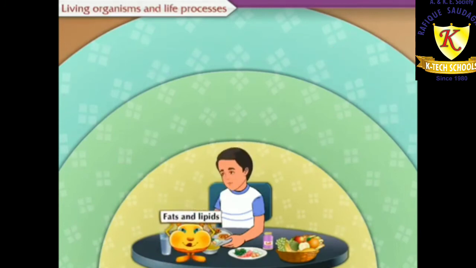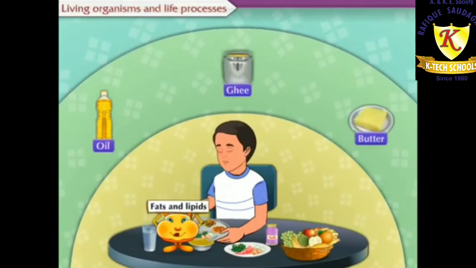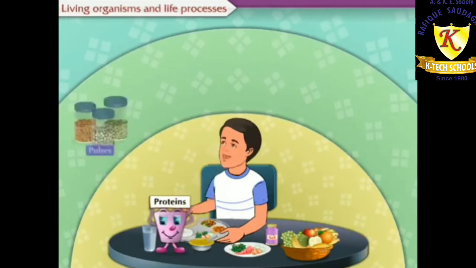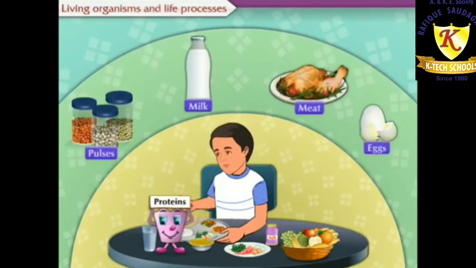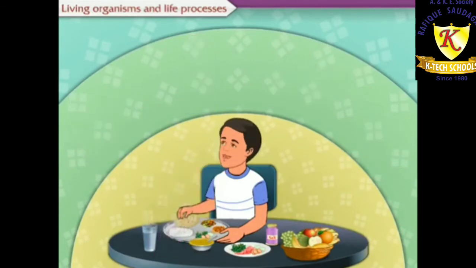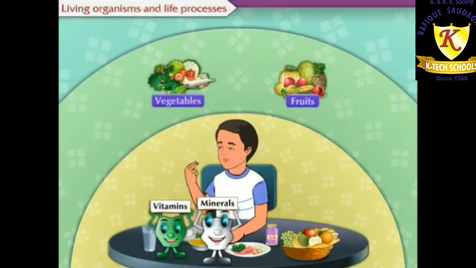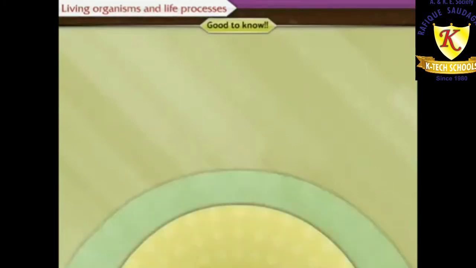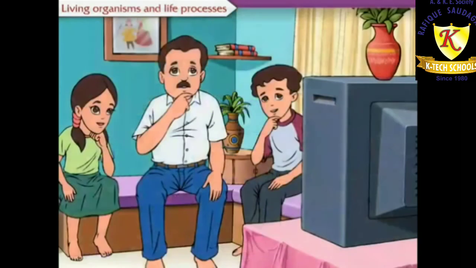To obtain fats and lipids, what do we consume? Oil, ghee, and butter. From this we get fats and lipids. And to obtain protein, children, we consume pulses, milk, meat, eggs, etc. And finally, we obtain minerals and vitamins mainly from vegetables and fruits. So children, we should consume all these foods to get nutrients. Now children, each gram of carbohydrate gives us 4 kilocalories of energy.